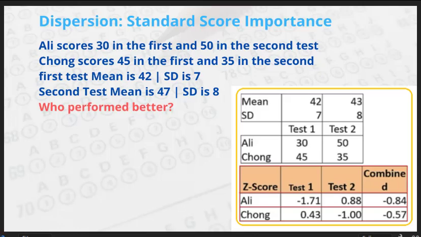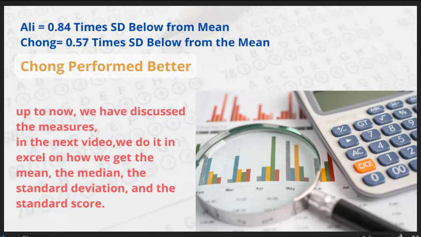We do exactly the same calculation for Chan, and finally we have 0.57. It means Chan is only 0.57 times the standard deviation below the mean. Both of them scored below the mean, but Ali scored lower compared to the mean, whereas Chan is just 0.57 times below, so Chan has a better score compared to Ali. So you need to calculate the standard score for both of them and then compare.